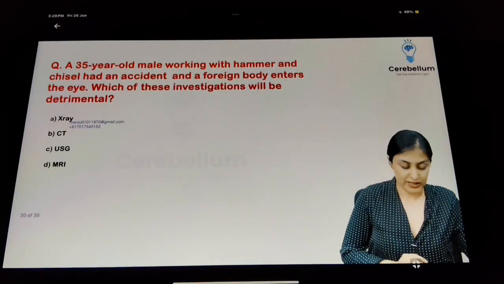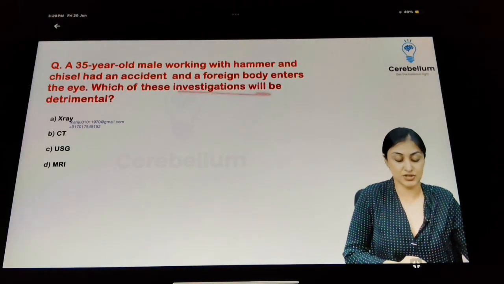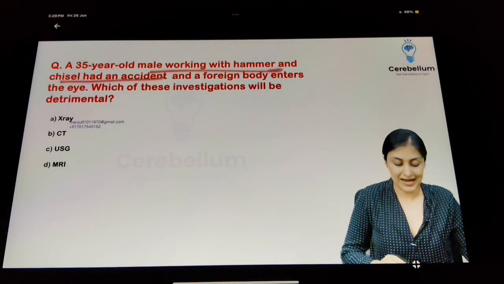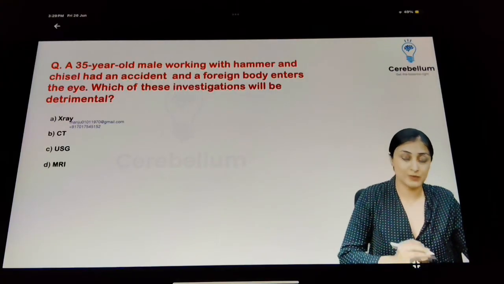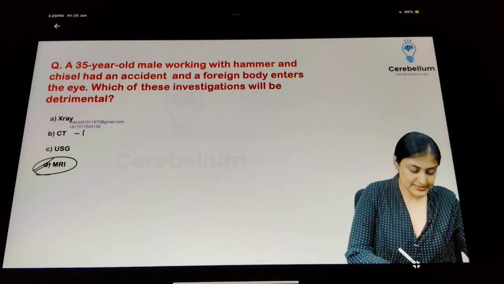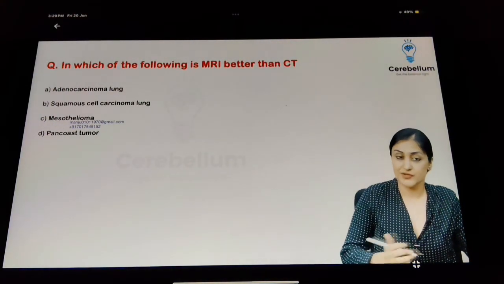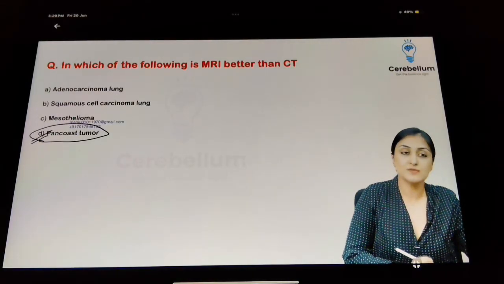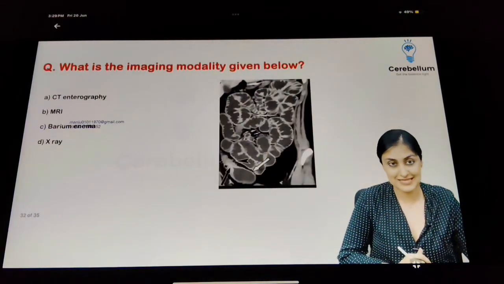All right. Then what are you seeing here? 35-year-old. Which investigation will be detrimental? Working with hammer and chisel and a foreign body enters the eye. So anytime you have a foreign body, we know MRI is contraindicated. CT is the investigation of choice. If the following MRI is better than CT, already done it, pan post tumors because I want to see nerves, everything else in the lung is always a CECT or an HRCT.